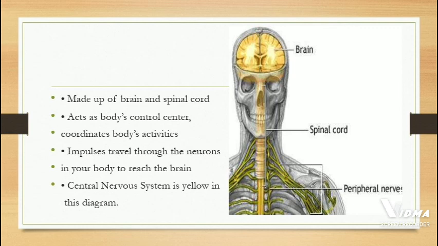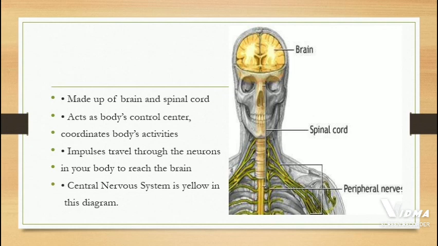Generally it's marked as brain and spinal cord, and it also acts as the body control center, and it coordinates different body activities, like when you want to sleep, you want to walk, everything. And here impulses also travel through neurons in the body to reach our brain.